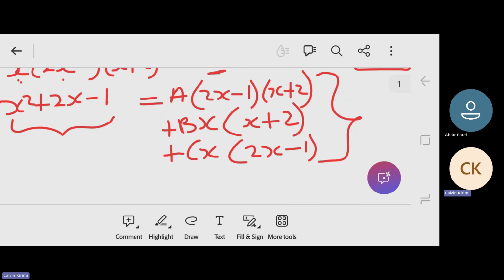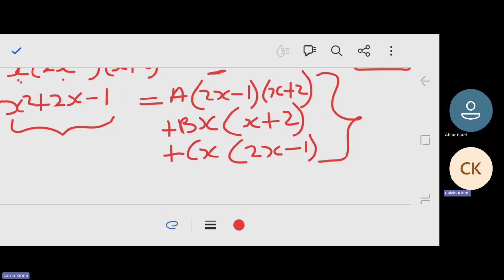x squared plus 2x minus 1 is equal to A bracket 2x minus 1 bracket x plus 2 plus Bx bracket x plus 2 plus Cx bracket 2x minus 1. So we want to solve for constants A, B, and C. From here, we are going to use the elimination method.